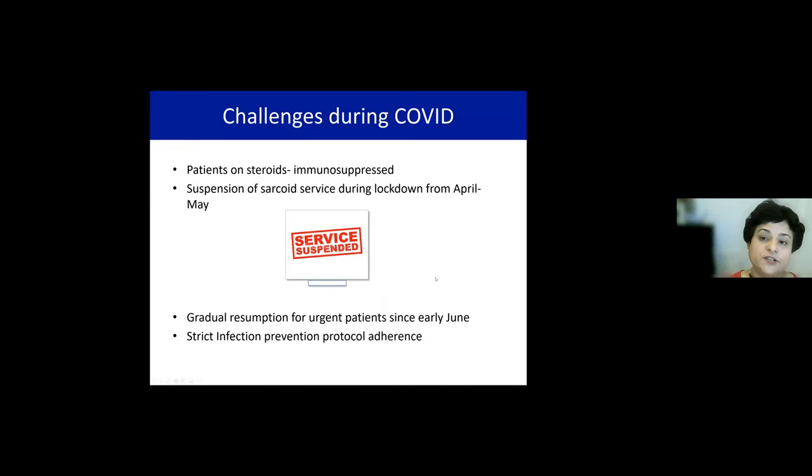Of course, we have faced challenges in the last 2 years. As John mentioned, we had to suspend the cardiac sarcoidosis service during lockdown time, especially for PET. However, there is now gradual resumption, and we are seeing increasing numbers of patients safely and carefully with all the precautions and prevention protocols in place.